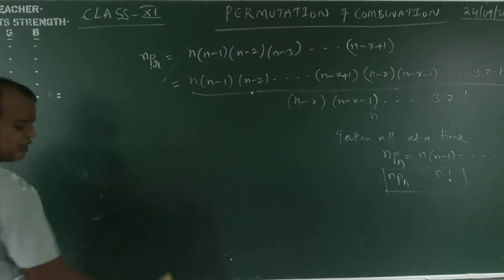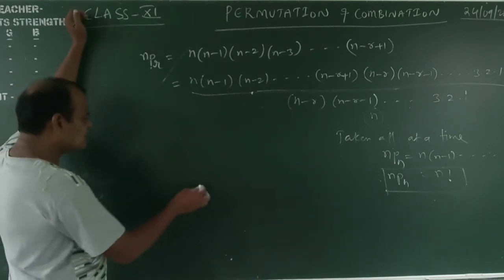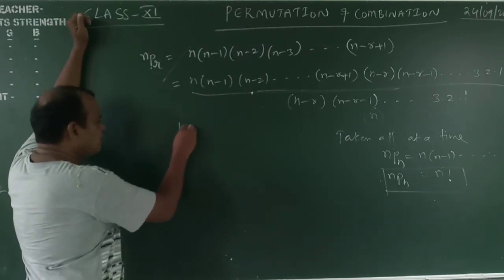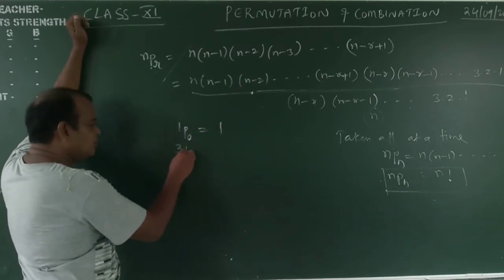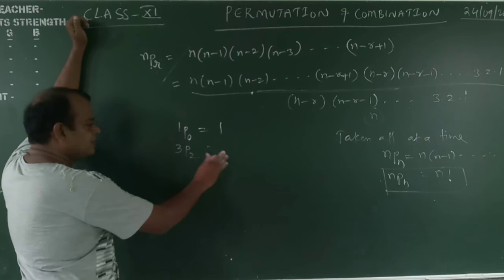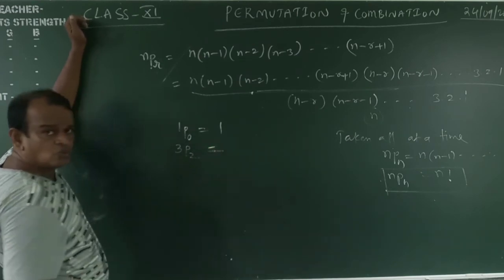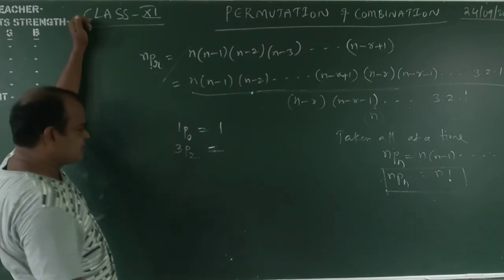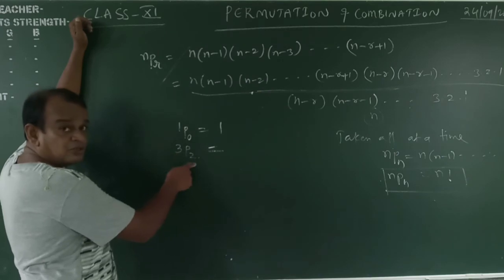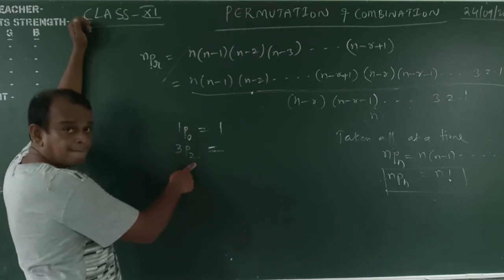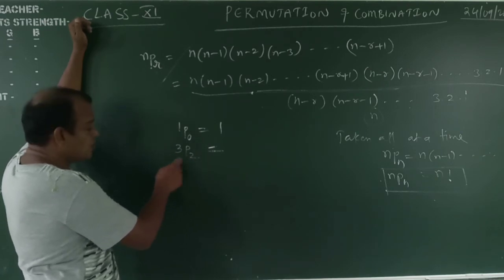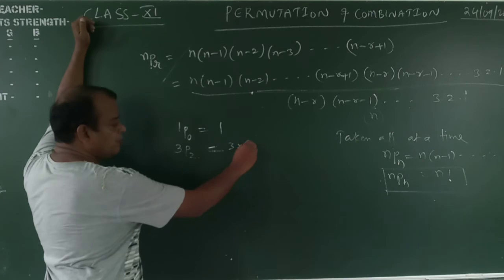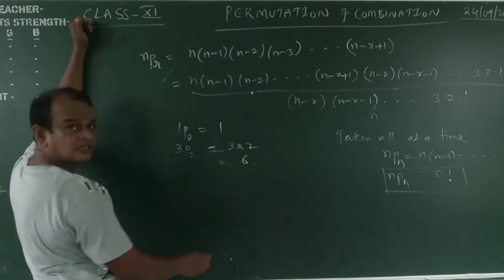Okay, now we will find the values one by one. Some examples. What is the value of 1P0? 1P0 must be 1. 3P2, what is the meaning of this? 3P2 is the product of 2 factors starting from 3. 3 into 2, 3 twos are 6.